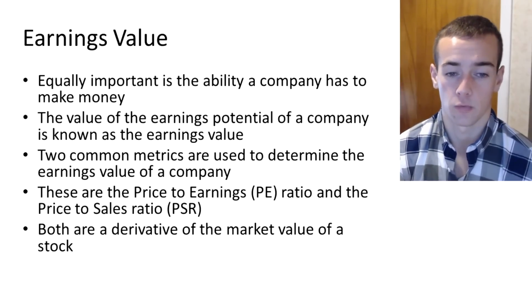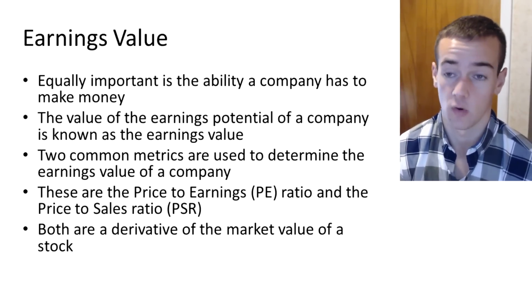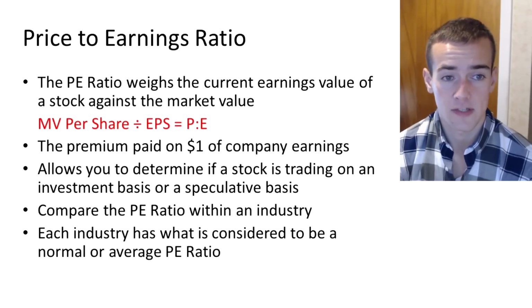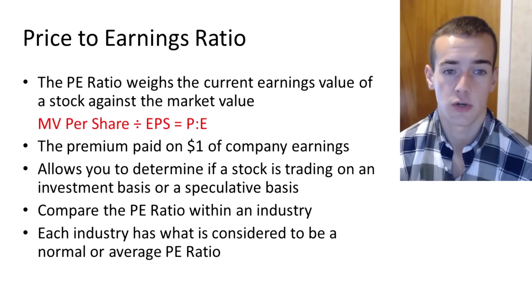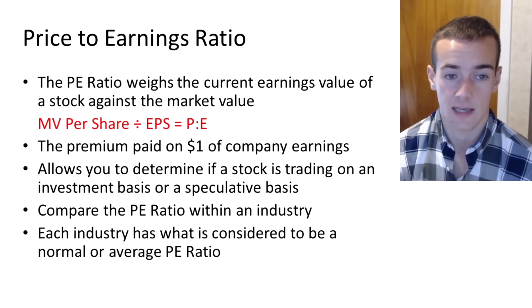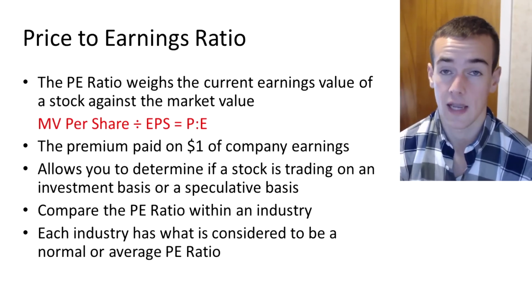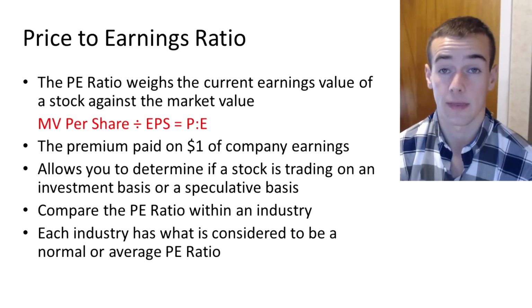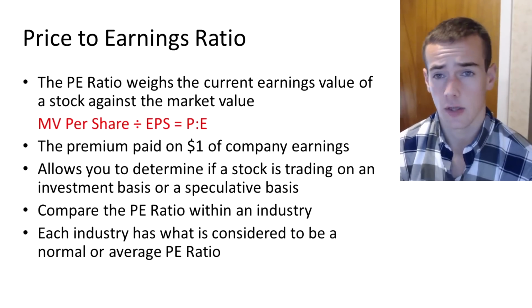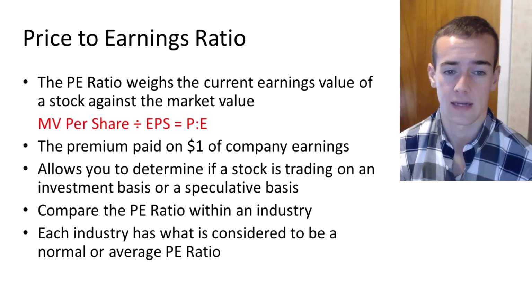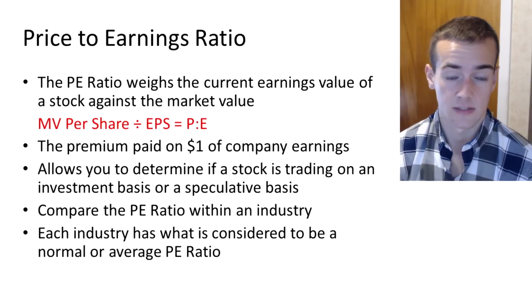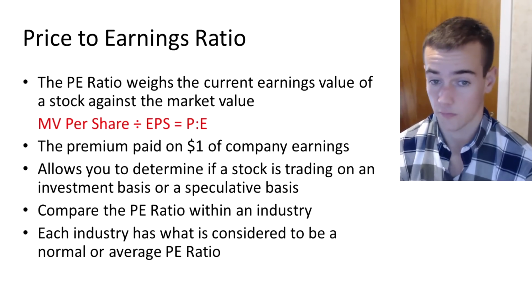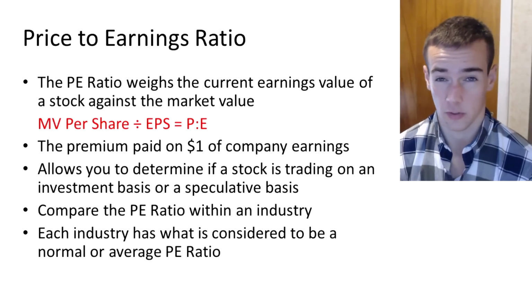Now, both of them are a derivative of the market price or the market value of a stock. So first of all, we have the price to earnings ratio. The PE ratio weighs the current earnings value of a stock against the market value. You would take the market value per share, divide that by the earnings per share, and that would give you the price to earnings ratio. Essentially, the best way to think about this is the premium paid on $1 of company earnings. So if you were paying for a PE of 45, that would mean you are paying $45 for $1 of company earnings. A lot of people call this the earnings multiple.